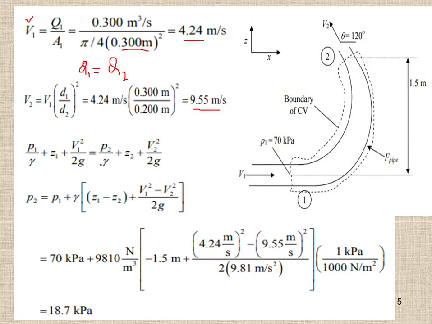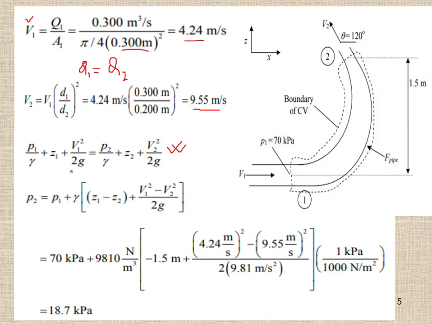So we are applying the Bernoulli equation to find out the value of pressure at point 2. Here P1 over gamma plus Z1 plus V1 squared over 2g is equal to P2 over gamma plus Z2 plus V2 squared over 2g. This equation is in the form of pressure head, in the form of meter.